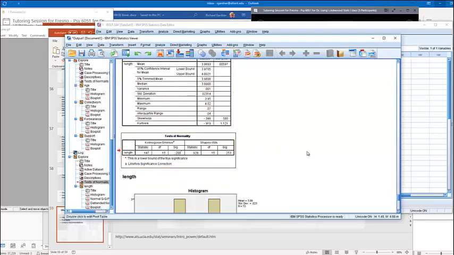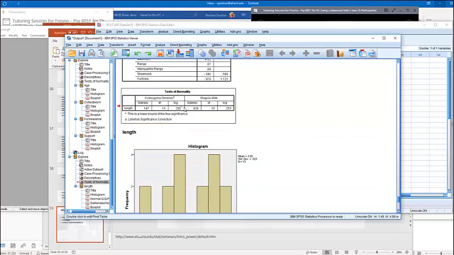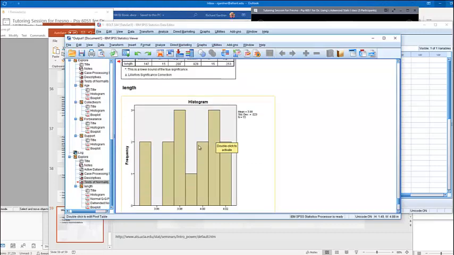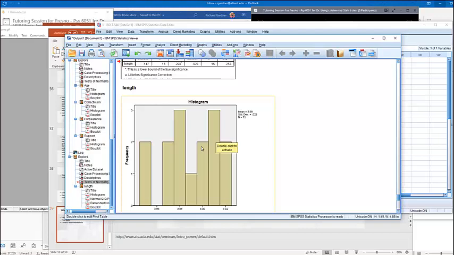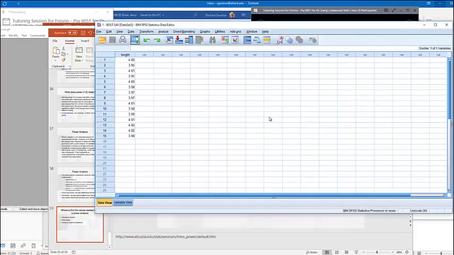But ta-da, it is normal, right? Because the sig value for the Kolmogorov-Smirnov test did not dip below 0.05. So this means the data doesn't look normal, but it is normal enough to continue, okay? That's what that means. Part 2, we're going to go ahead and run the test.